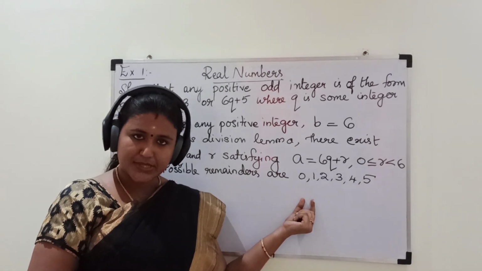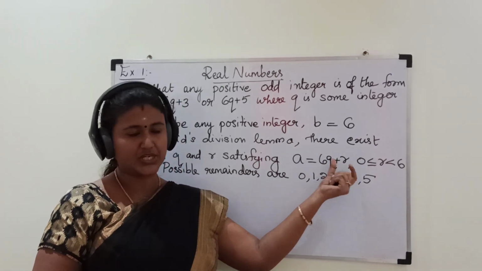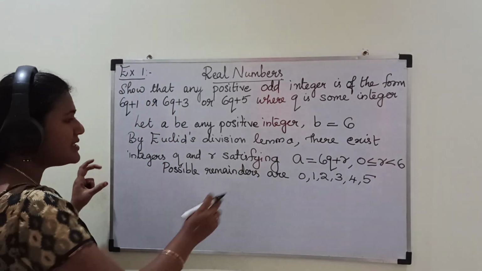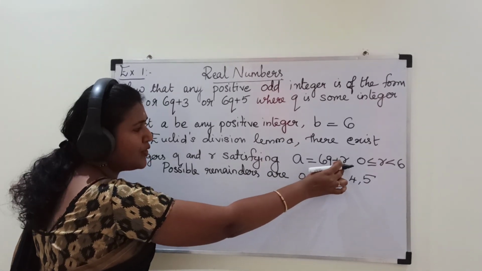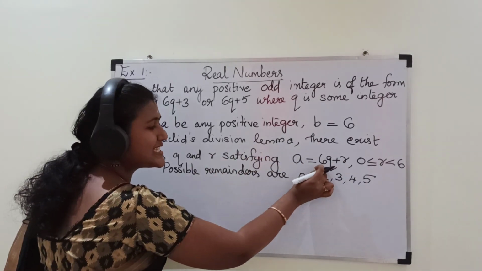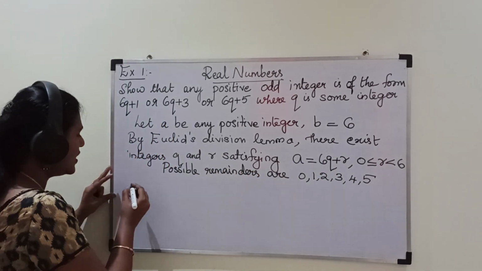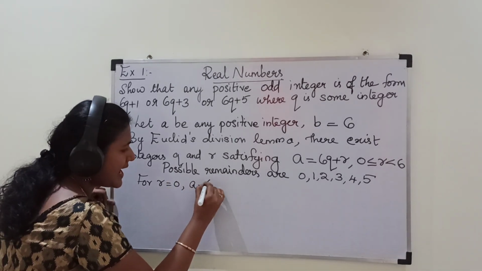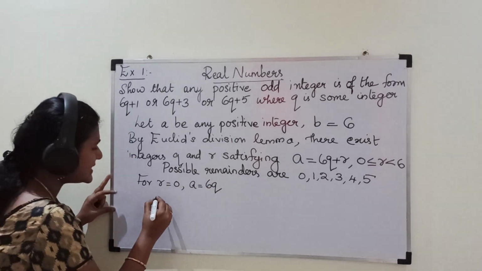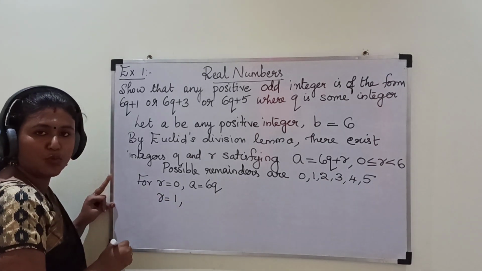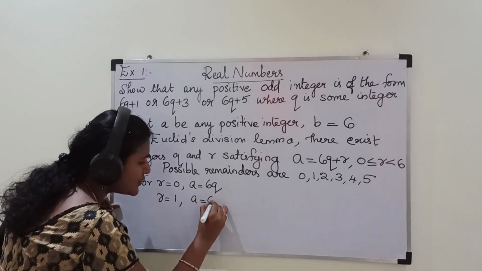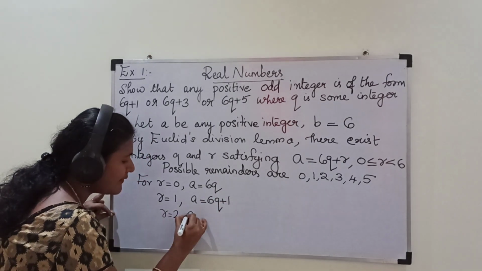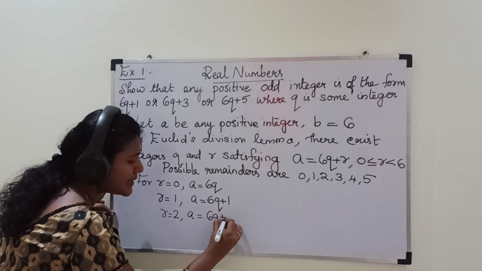Now we are going to substitute these values in this equation in Euclid's division lemma. When we substitute r equal to 0, we will get a is equal to 6q plus 0, that is 6q. The same way, when you substitute r is equal to 1, you will get a is equal to 6q plus 1. When r is equal to 2, we will get a is equal to 6q plus 2.